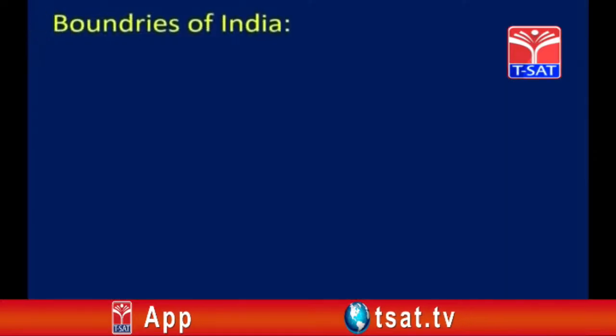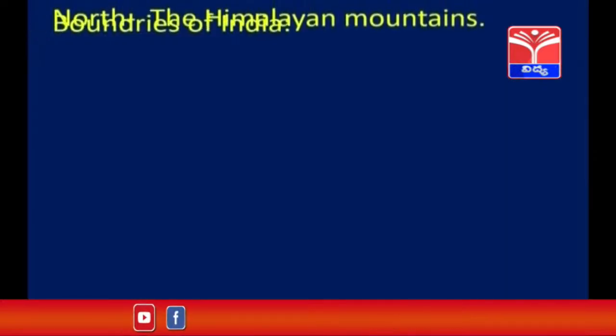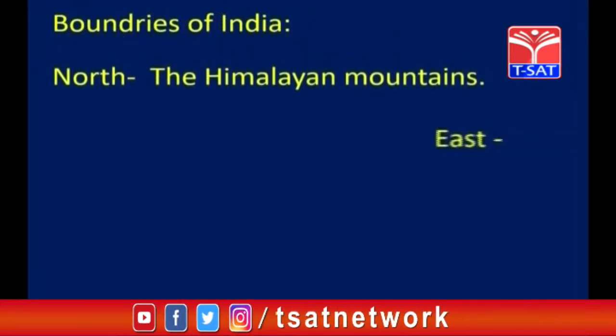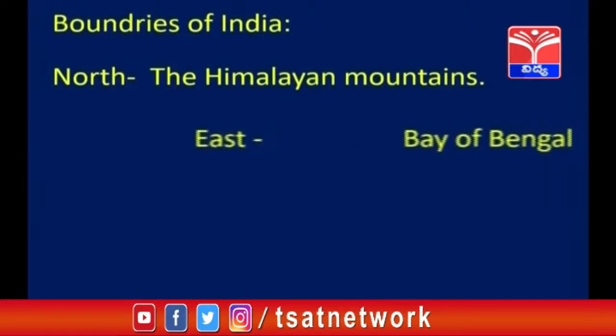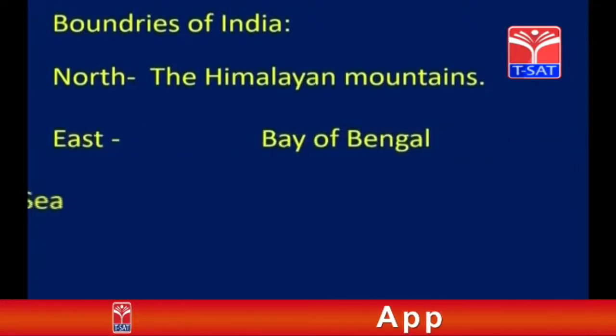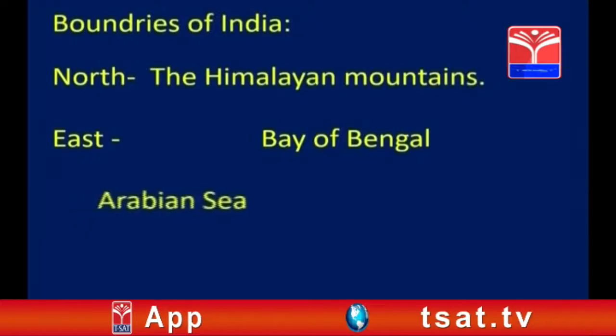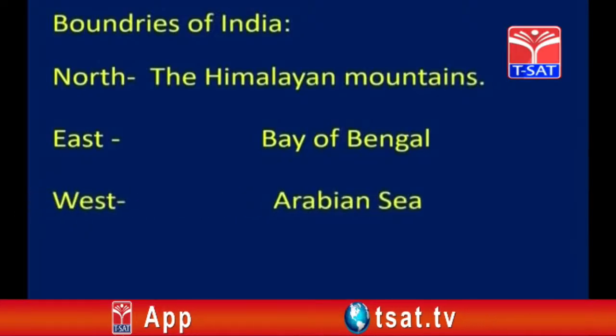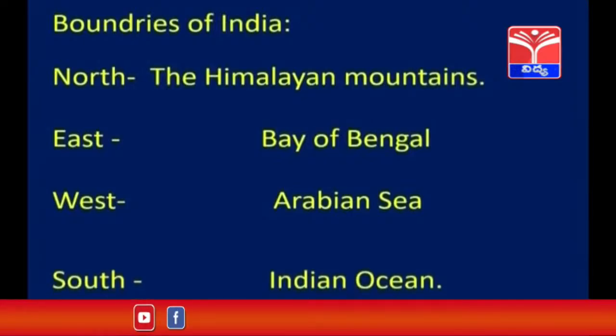Now let us see the boundaries of our country. Towards the north we have the Himalayan mountains, towards the east we have the Bay of Bengal, the Arabian Sea is towards the west side, and towards the south we have the Indian Ocean.